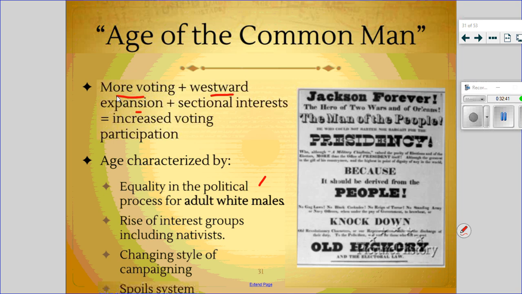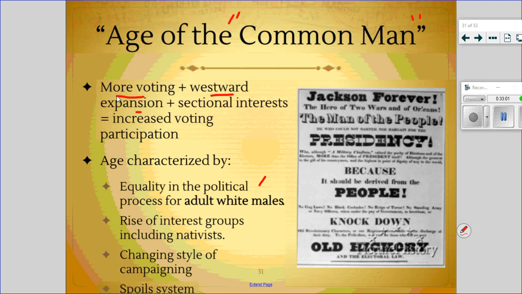Hey, guess what, guys? That's still a minority of the population. Half the population is female. African Americans and many other minority groups are still not going to be able to vote. So even though this is called the age of the common man, we'll put some quotes on that, because guess what? Still, most people couldn't vote.